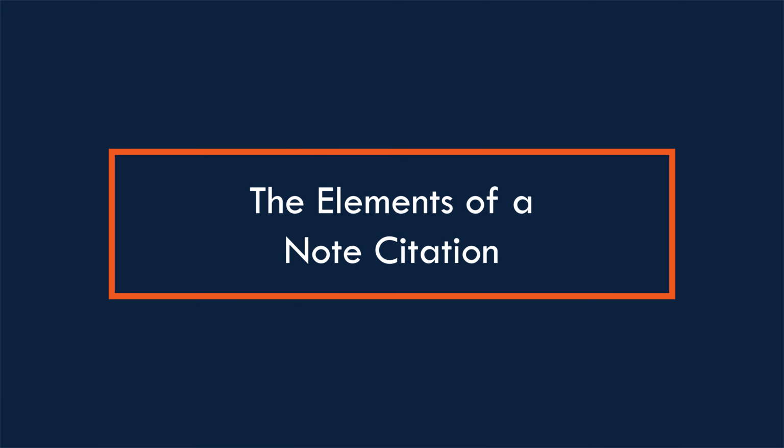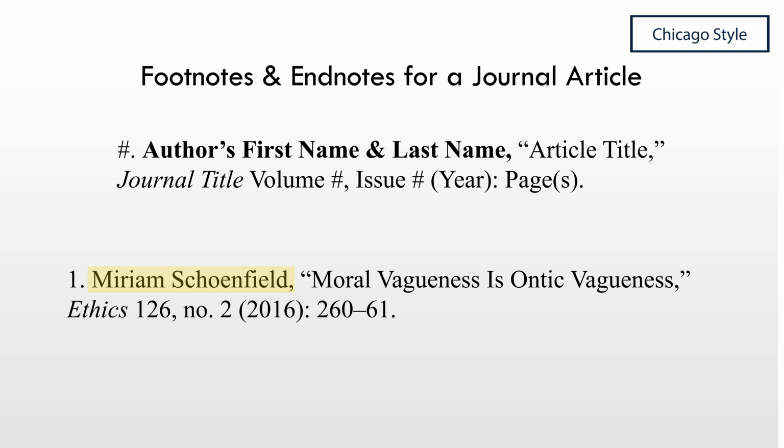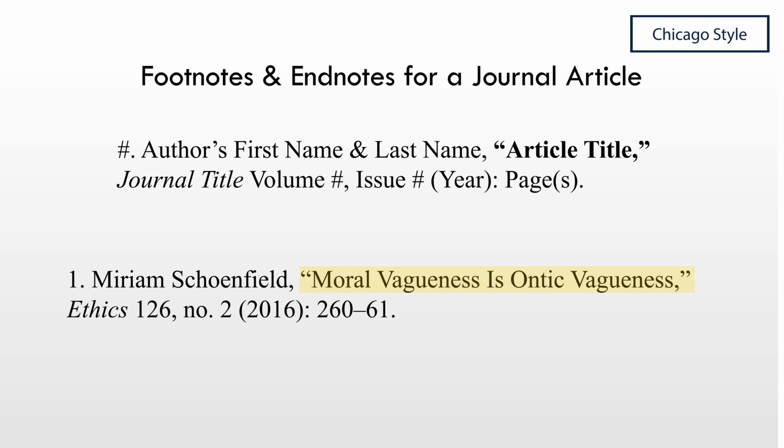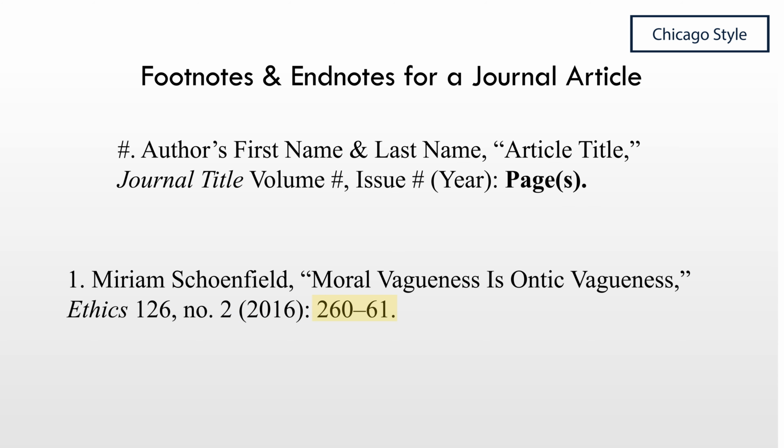The elements of a note citation. When creating a footnote or endnote for a journal article, you will include the following elements: the author's name in first name, last name order, comma, article title in quotation marks with a comma, journal title in italics, volume number, comma, issue number, year in parentheses followed by a colon, and the specific page numbers for the cited material.